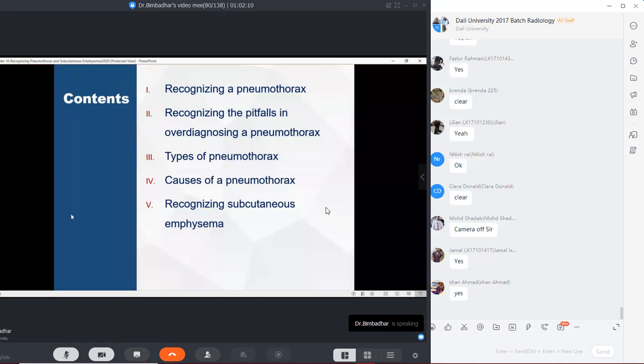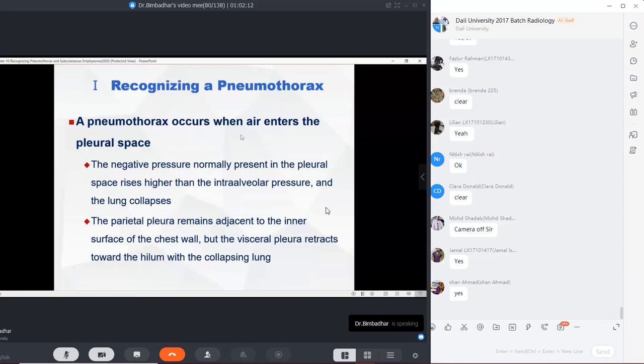Pneumothorax occurs when air enters the pleural space. The negative pressure normally present in this pleural space rises higher than the intra-alveolar pressure, and the lung collapses. Here also a lung collapse is there. Now try to understand the difference between a pneumothorax and an atelectasis. In atelectasis, the problem is present inside the lung, because of an obstruction or a mass or something, right?